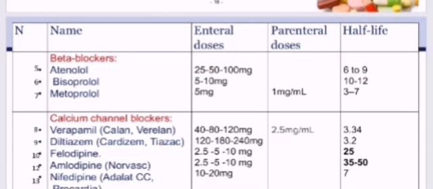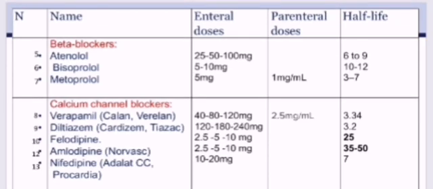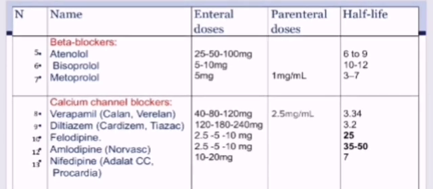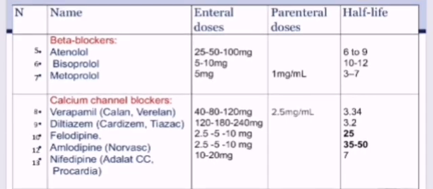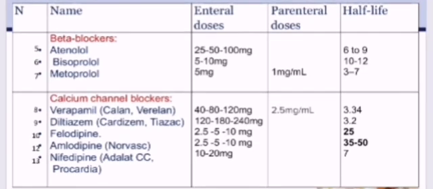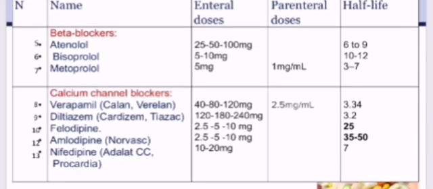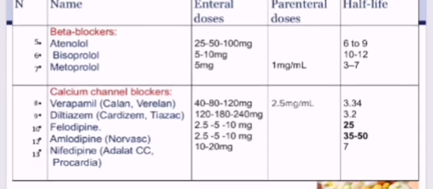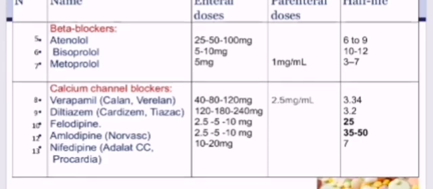Beta blockers. Atenolol, having internal doses 25, 50 and 100 mg, having no parenteral doses. Half-life is 6 to 9 hours. Bisoprolol 5 to 10 mg, no parenteral doses, 10 to 12 hours is half-life. Metoprolol internal doses 5 mg, parenteral dose of 1 mg per milliliter. Half-life is 3 to 7 hours.